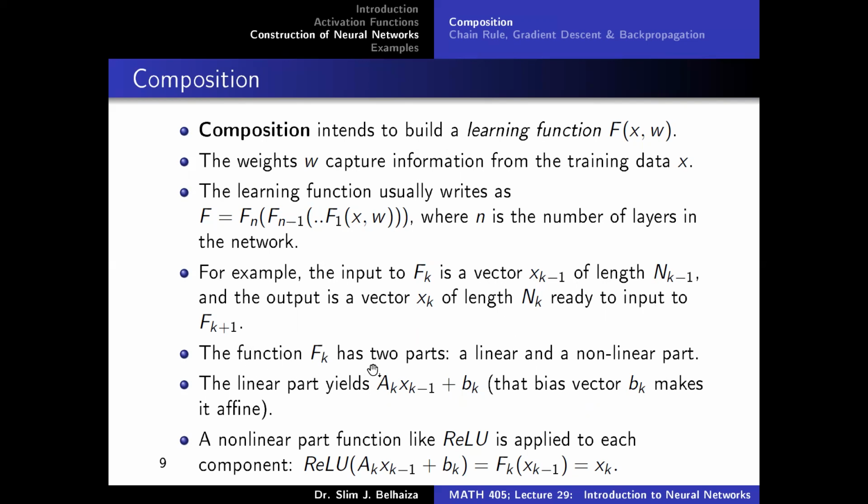So the function fk has two parts, a linear part and a nonlinear part. The linear part yields Ak xk minus 1 plus bk, where Ak is the matrix of the weights, the W's, and bk is a bias that makes the linear part affine. The nonlinear part, a function like ReLU, is applied to each one of the linear parts, which gives back the output, xk.